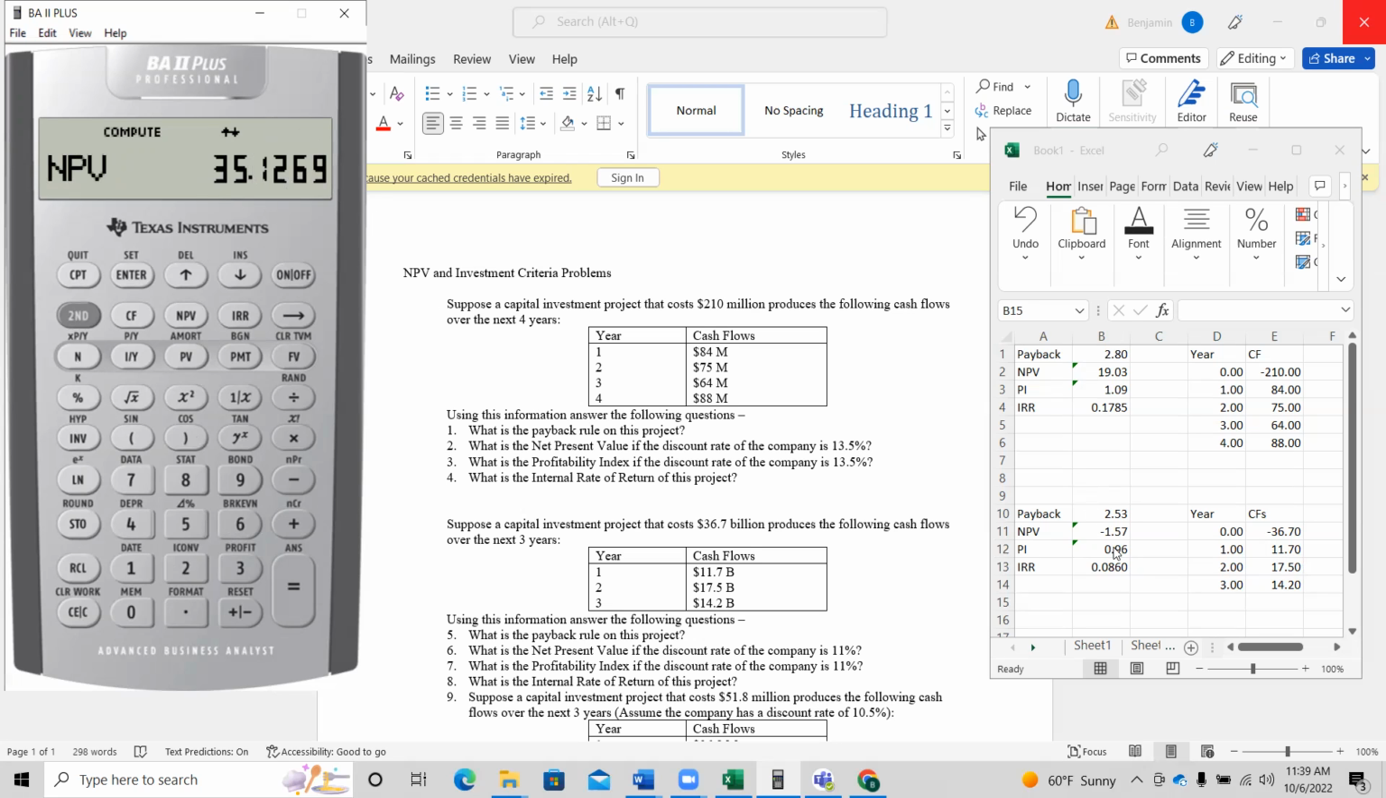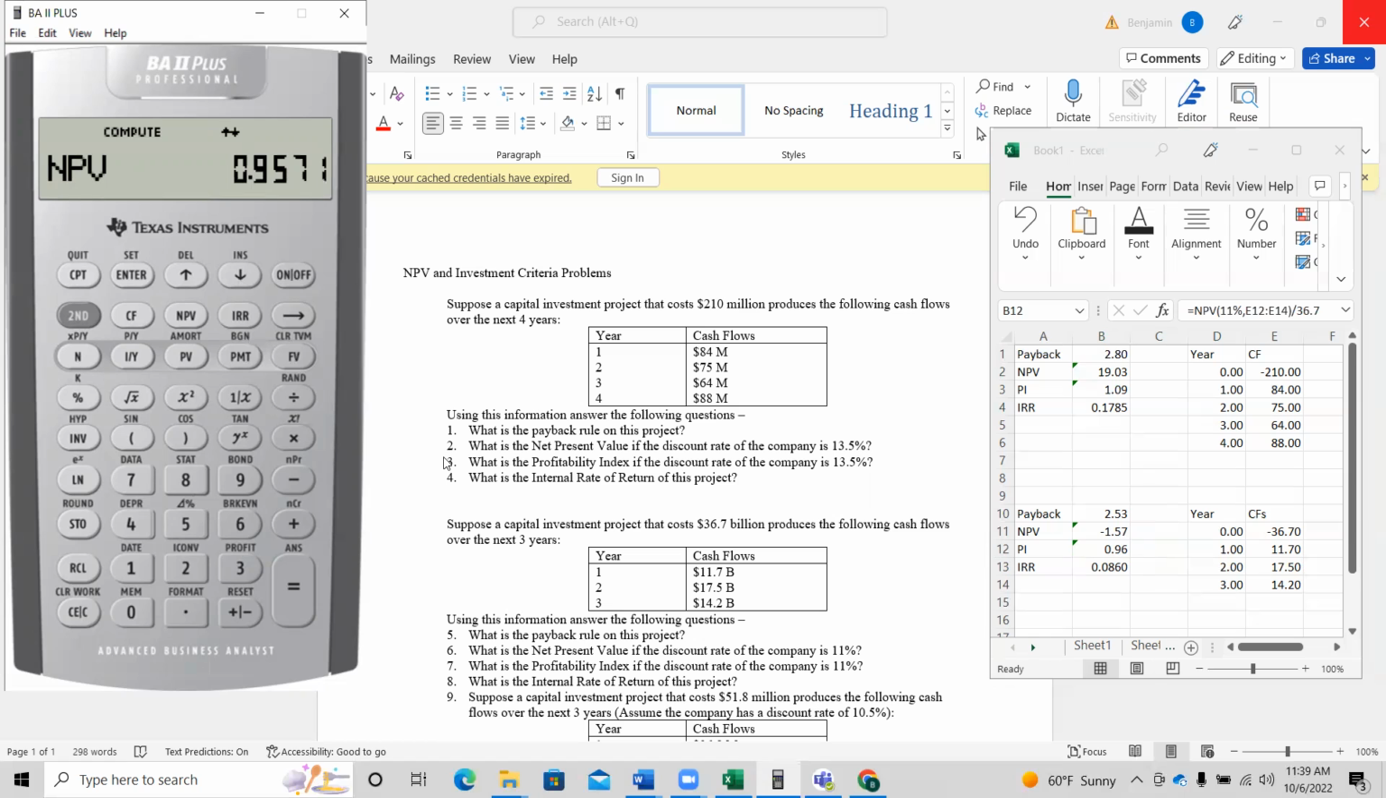So remember, when I'm calculating the profitability index, I take the present value of my future cash flows and I divide by the initial cost. So what I've done is I found the numerator here by adding that initial cost back in. I have a present value of future cash flows of 35.1269. I'm going to divide that by the 36.7. And that's going to give me the 0.96 or 0.9571 number that I solve for in B12.